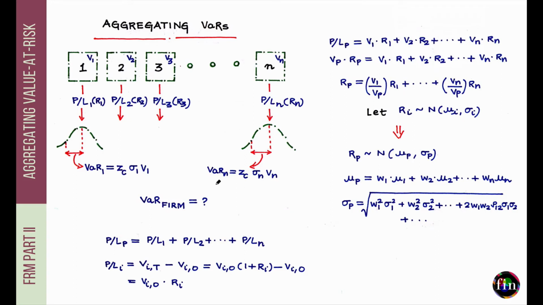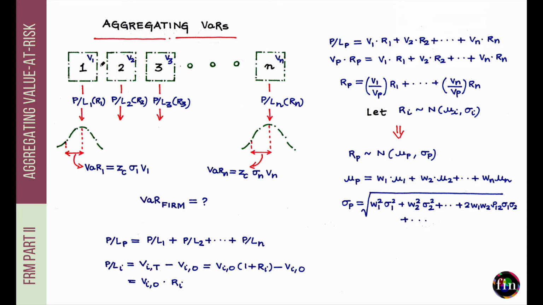In this short video, let's take a look at this problem of aggregating the VaRs, or the value at risk, across products, business lines, or various divisions of a financial institution. I'm assuming here that there is a financial institution which has n product lines or n divisions within it, each one of which is computing its VaR separately.